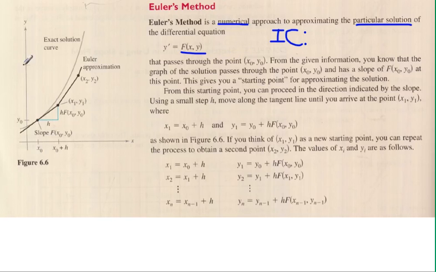Okay, and I think this picture over here is really informative. Let's say we have some initial condition, that is, some point that this solution has to pass through, x0, y0. We can now compute the slope at that point, and that gives us a starting point in our approximation. So here's the idea. I think the picture over here is really good. That's the main reason I used this, because it has a really nice picture.